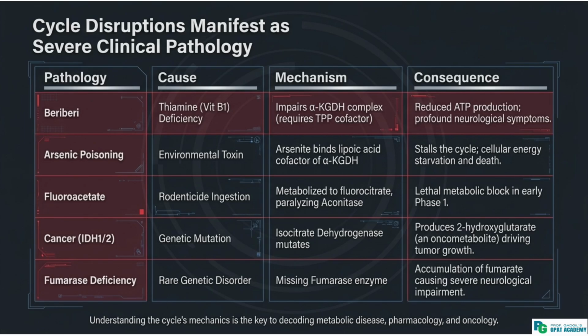Next is the cancer. Mutations in the isocitrate dehydrogenase are found in certain brain tumors and leukemias. The mutant enzyme produces 2-hydroxyglutarate, an oncometabolite that promotes tumor growth. Last is the fumarate deficiency, a rare genetic disorder causing the accumulation of fumarate, leading to severe neurological impairment.